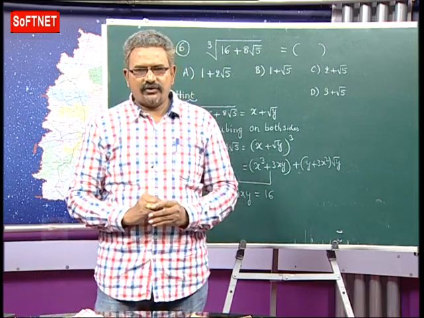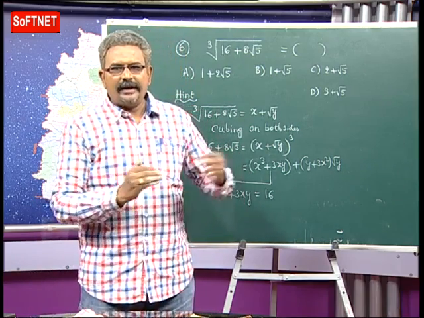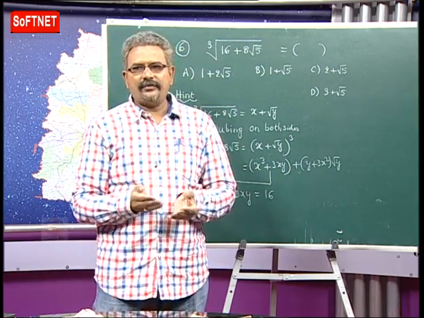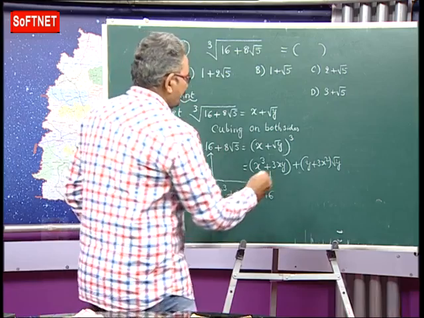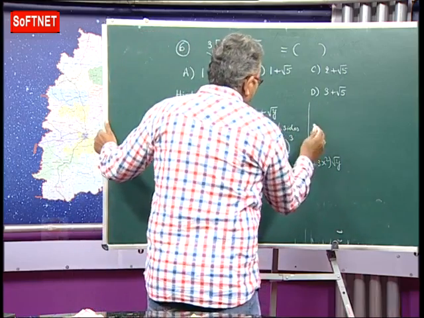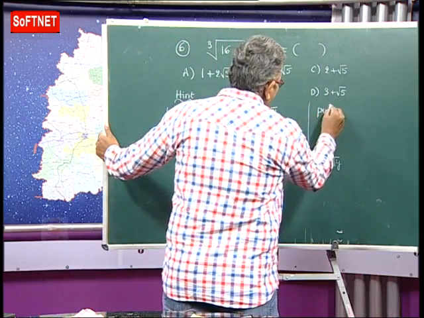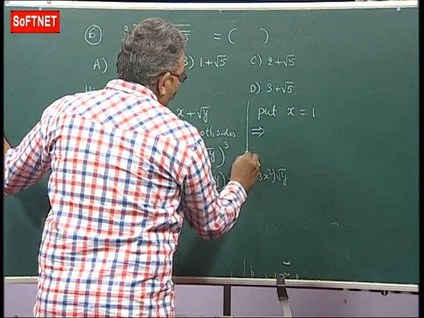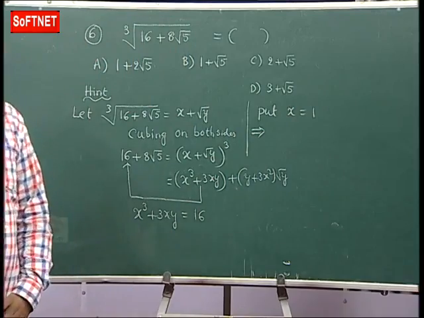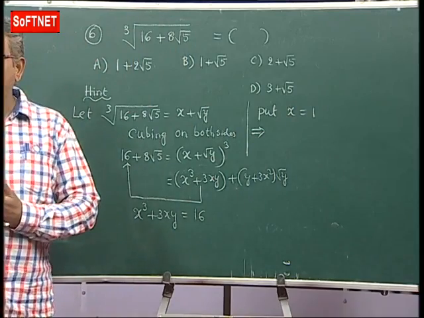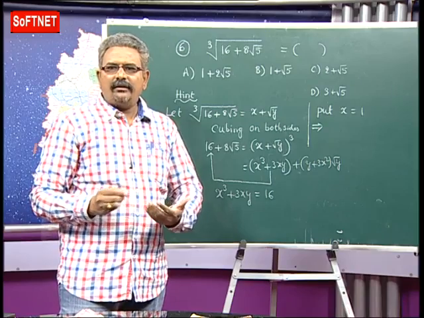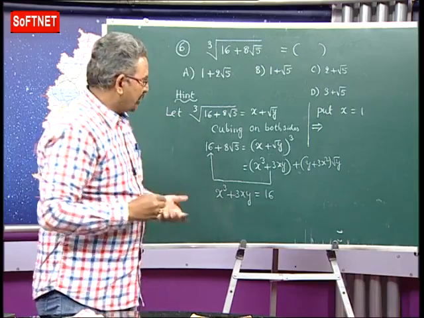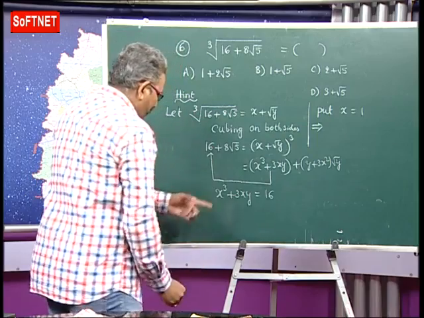Now let us try for the x and y values. That means trial and error method we have to follow. So first put x is equal to 1. If you put x is equal to 1, let us see what we get as the value of y. What is the nature of y? Whether y is a rational number or integer. Let us verify. So if you substitute x is equal to 1, what do you get?